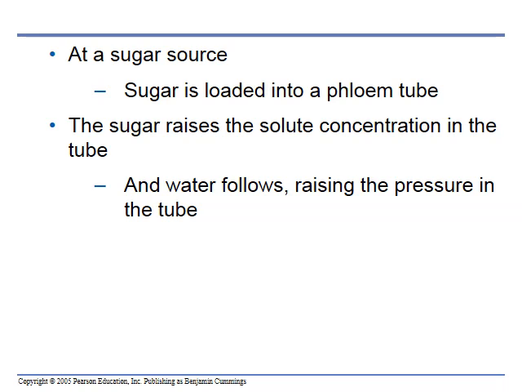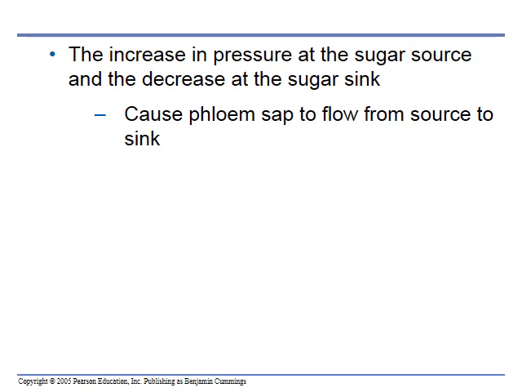All right, at the sugar source, sugar is loaded into the phloem tube. The sugar raises the solute concentration in that tube up at the top. This was the previous slide. And water will flow, raising the pressure in the tube. The increase in pressure at the sugar source and the decrease at the sugar sink causes the flow. So that causes the phloem sap to flow from the source of the sugar to the sink.